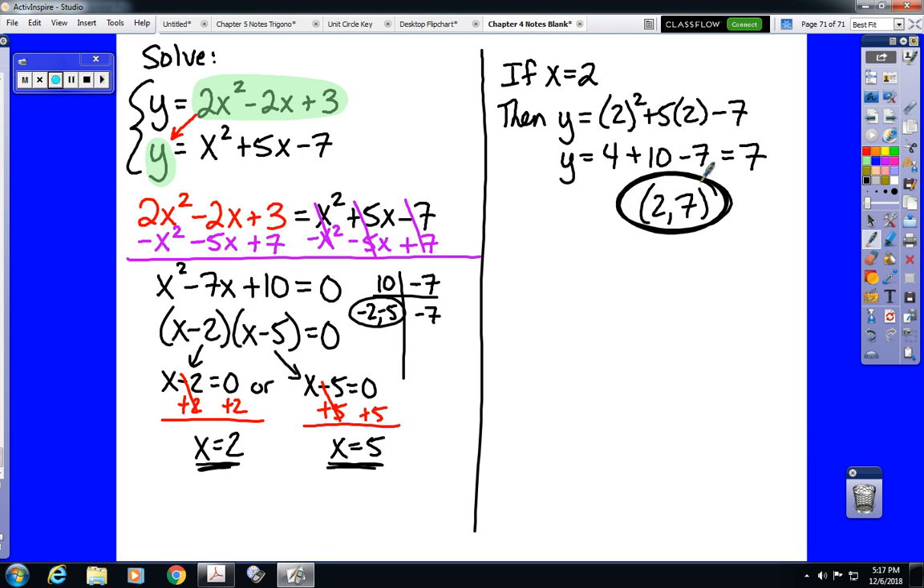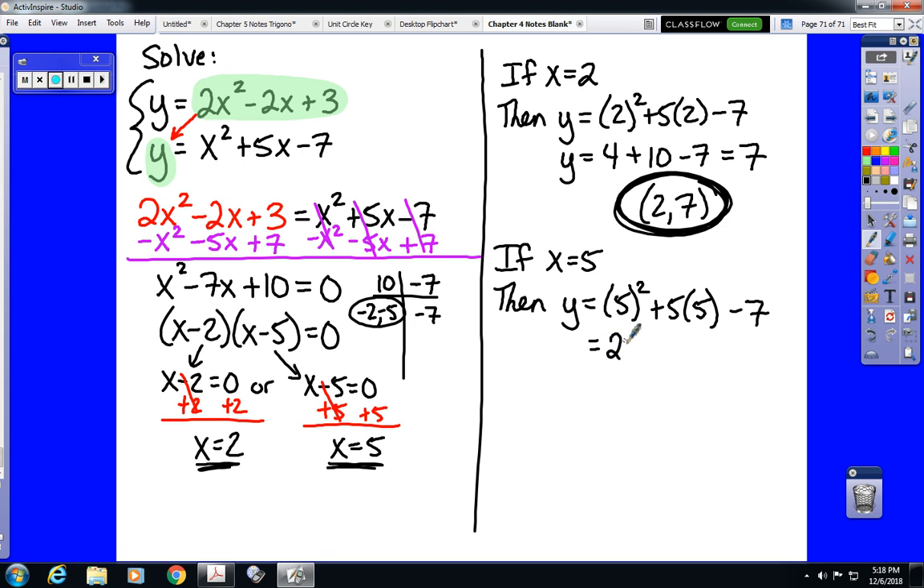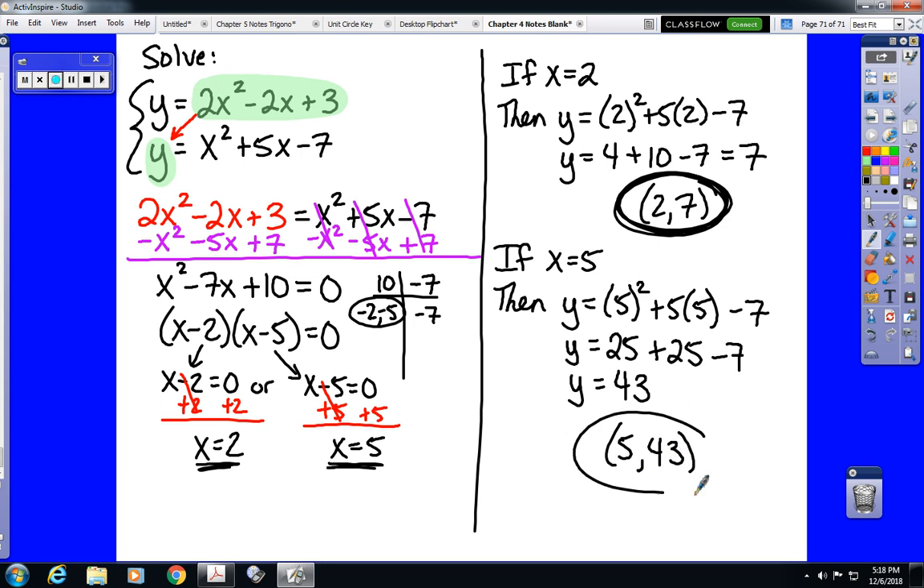Now the other answer might have freaked you out a little bit because it's kind of a big answer. If we take x equal to 5 and we plug it into that same equation, then y is equal to 5 squared plus 5 times 5 minus 7. That would be 25 plus 25 minus 7. That would be 43. So our answer should be the point 5, 43.